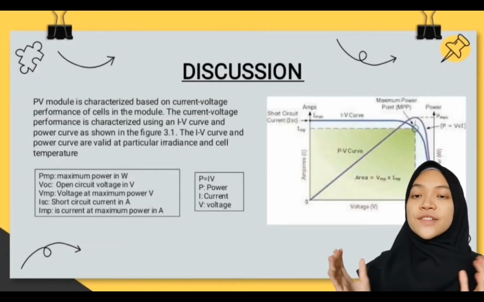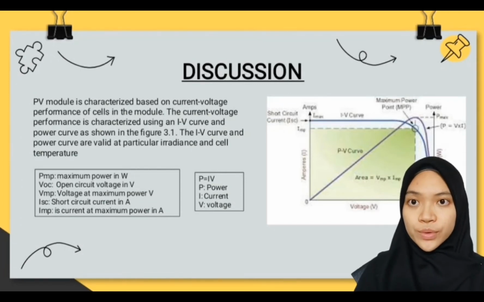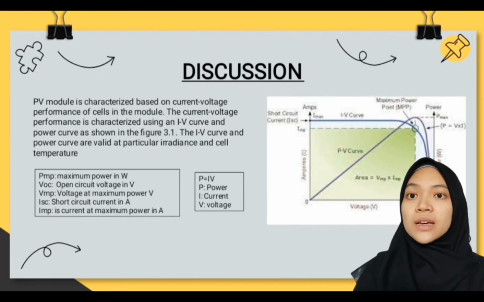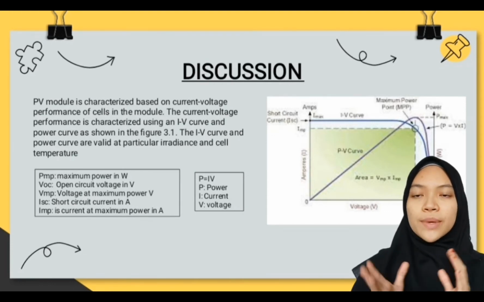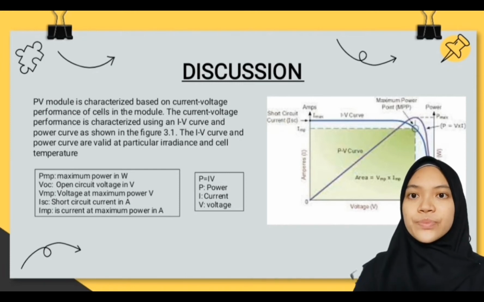Okay, for this experiment, the electrical characterization of a PV module was studied. To characterize a PV module, a string of cells was used, because a PV module is characterized based on the current-voltage performance of a string of cells in the module.